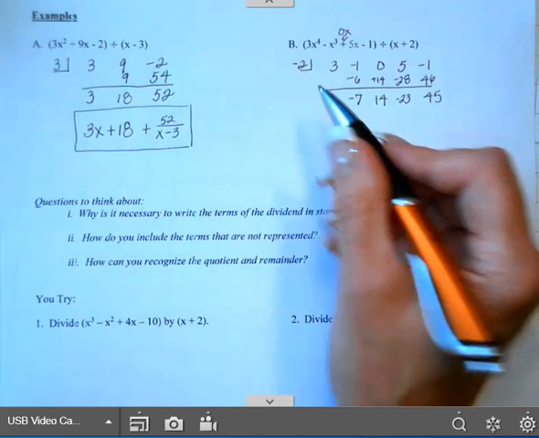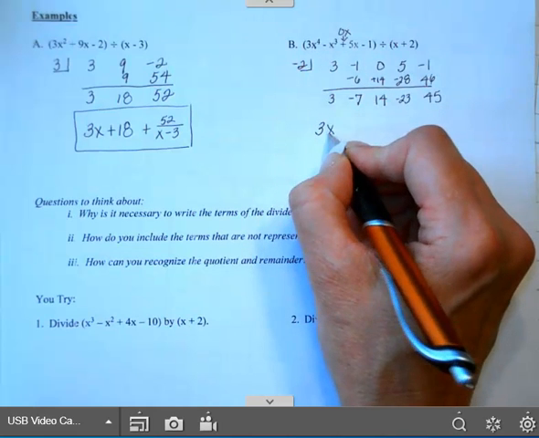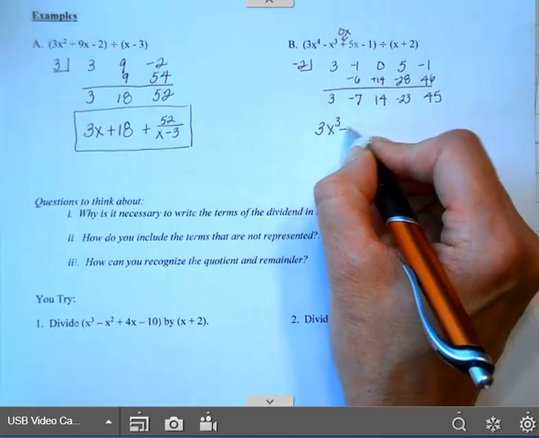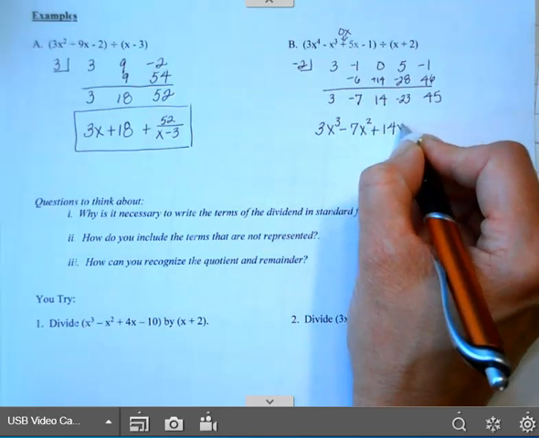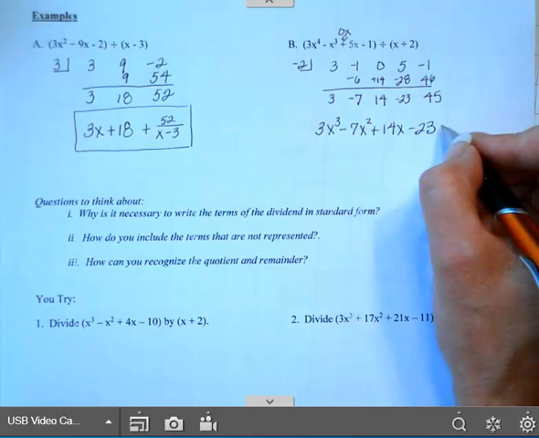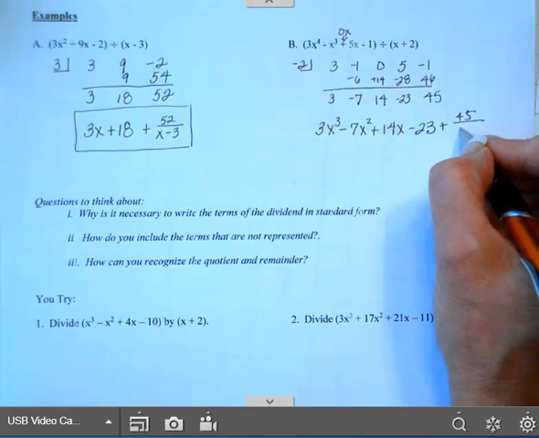This will drop down 1 degree. So that will be 3x to the 3rd minus 7x squared plus 14x minus 23. Plus, then I have a remainder of 45 over my divisor, which was x plus 2.